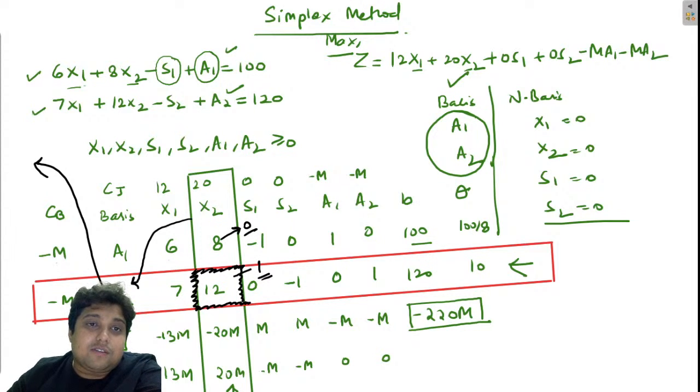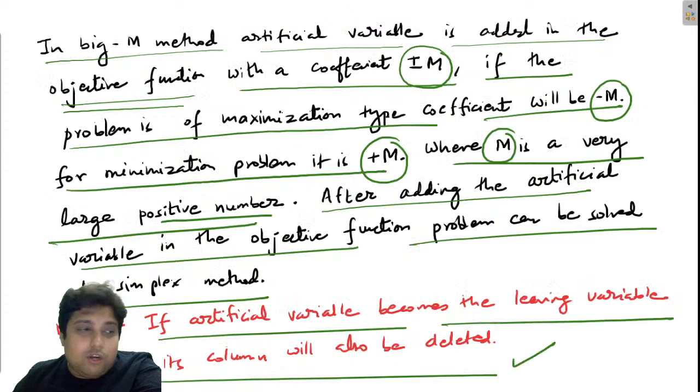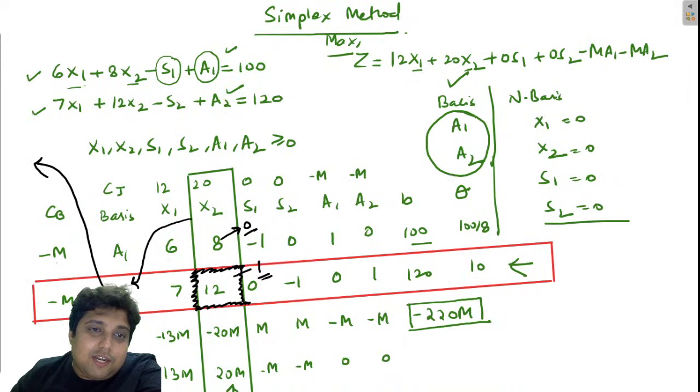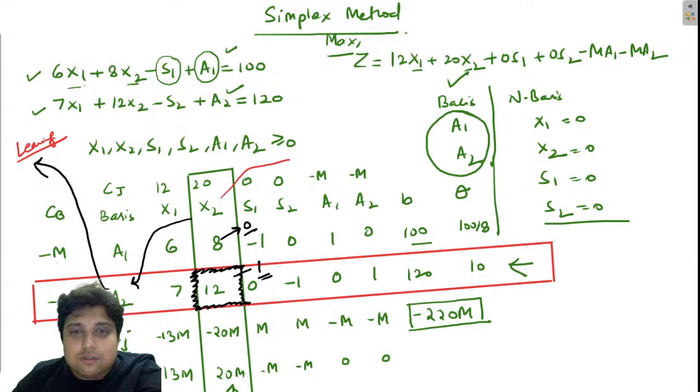Now remember guys, the note point that I have told you, that if an artificial variable becomes the leaving variable, its column will also be deleted. Now artificial variable a2 has become the leaving variable, it is leaving, x2 is entering. So because a2 has become the leaving variable, I will simply strike off the column of a2.